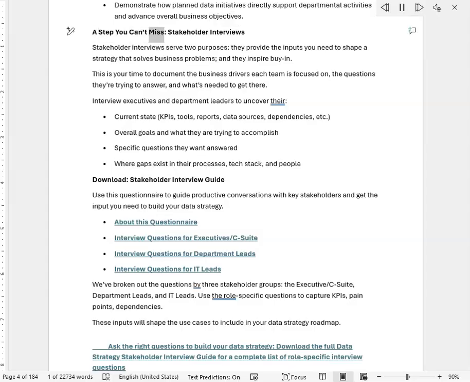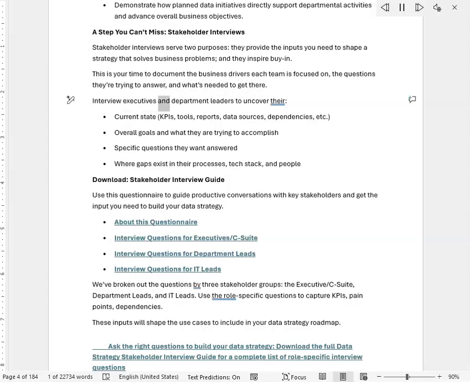A step you can't miss: stakeholder interviews. Stakeholder interviews serve 2 purposes. They provide the inputs you need to shape a strategy that solves business problems, and they inspire buy-in. This is your time to document the business drivers each team is focused on, the questions they're trying to answer, and what's needed to get there.